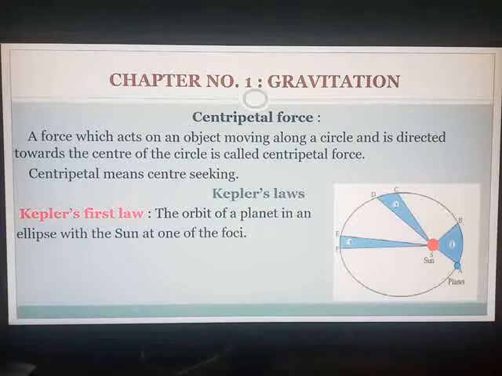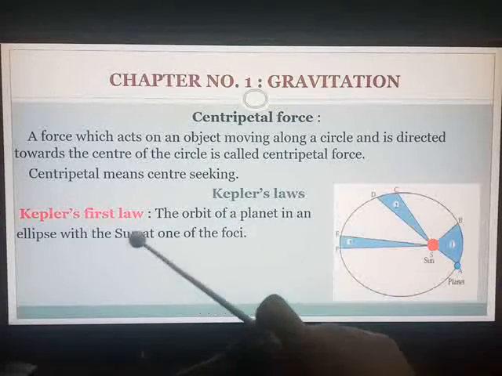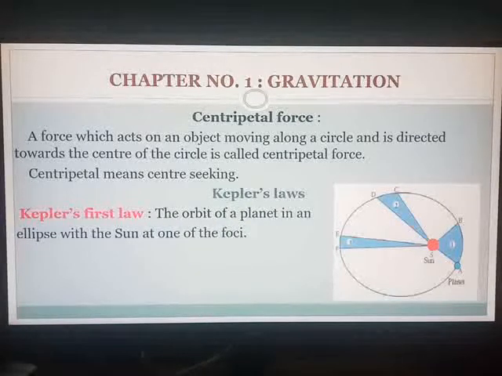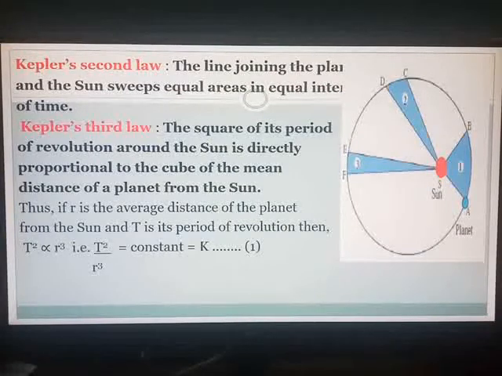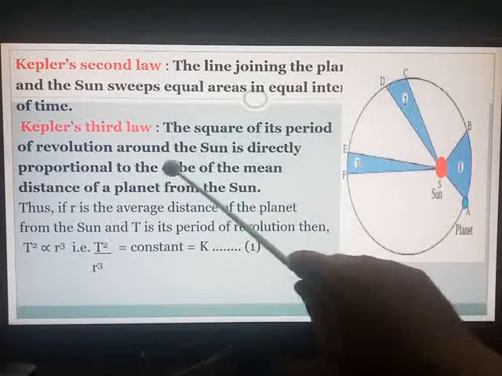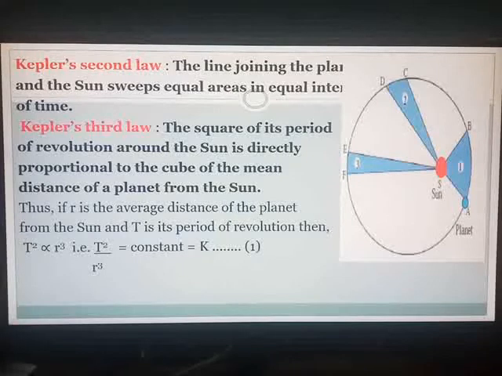So Kepler's first law: the orbit of a planet is an ellipse with the sun at one of the foci. Now these are the laws. So you should learn the laws in the same format as they are given. Kepler's second law: the line joining the planet and the sun sweeps equal areas in equal intervals of time. And the third law: the square of its period of revolution around the sun is directly proportional to the cube of the mean distance of the planet from the sun.